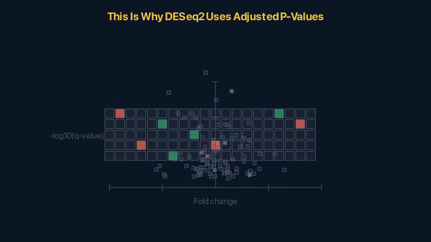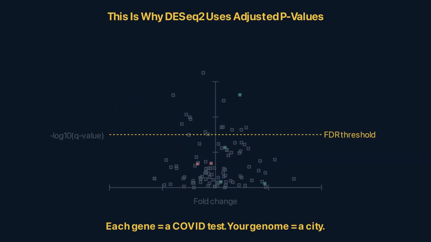And this is exactly what DESeq2 does. The volcano plot you saw in the target discovery video. The y-axis isn't raw p-values. It's adjusted p-values. Q values. The horizontal cutoff line is the FDR threshold. Each dot is a gene. Each gene is a COVID test. Your genome is a city being tested all at once. Without FDR correction, your volcano plot is full of false discoveries.